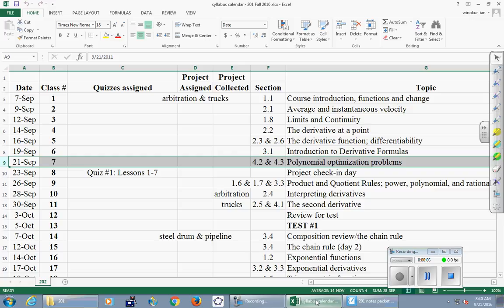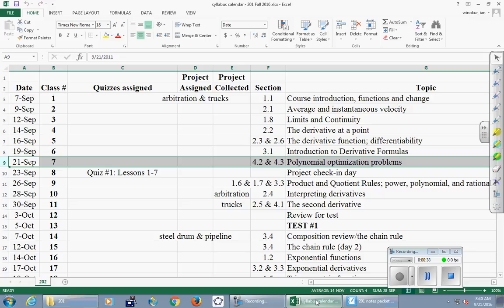We are continuing with what we started last class, which was lesson number 7, polynomial optimization problems. Just a heads up, looking at the next few classes. On Friday, our first quiz is assigned. It is a take-home quiz. I will give it to you Friday. You will work on it over the weekend and hand it back to me first thing Monday. You don't need to study for the quiz per se. It's open book and open note. But just doing your homework consistently is the best way to prepare for that quiz.